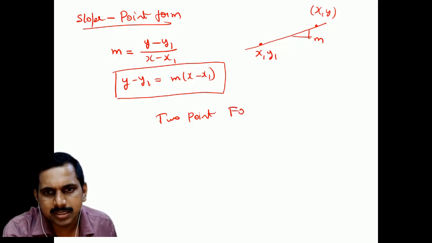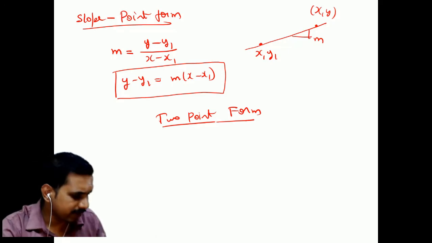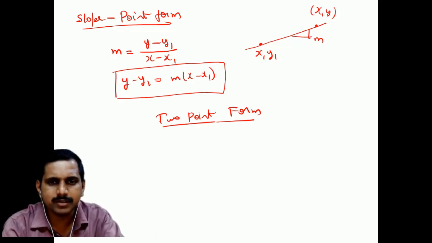The next one is 2-point form. Various ways of representing lines. Basics. Very important. Again and again. How do we solve this?